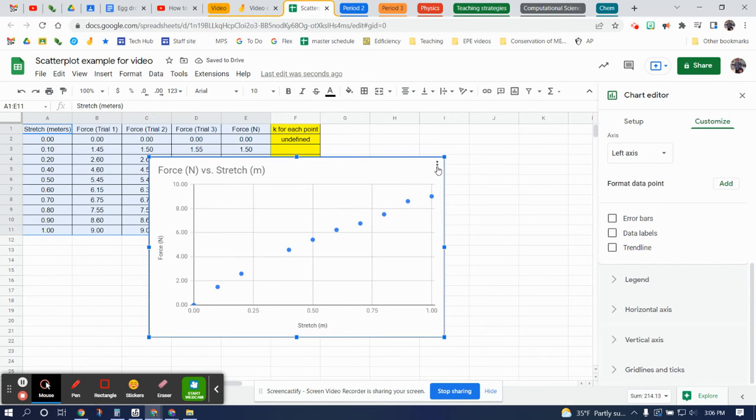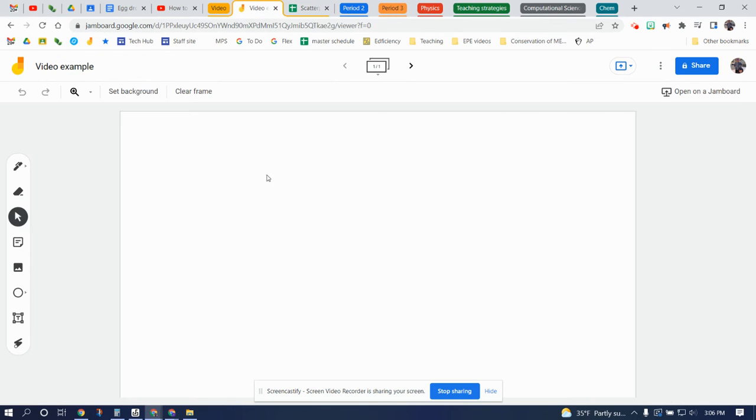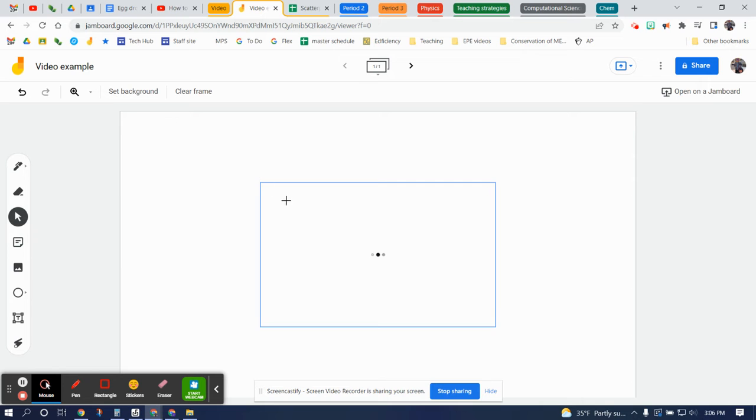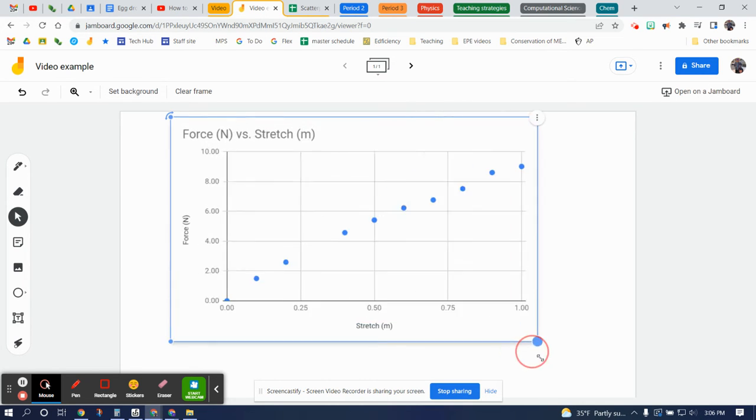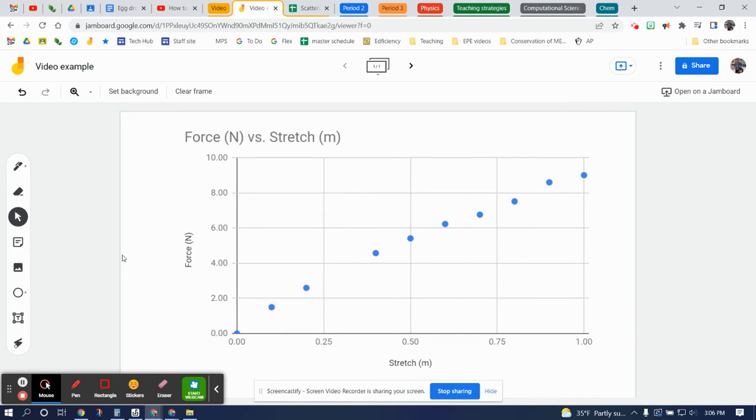Goodbye. And then I'm going to copy and paste this onto a Jamboard. So click the three dots, go down to copy chart, go over to my Jamboard. I'm going to hit Control V, which is paste, and make it bigger. Okay.